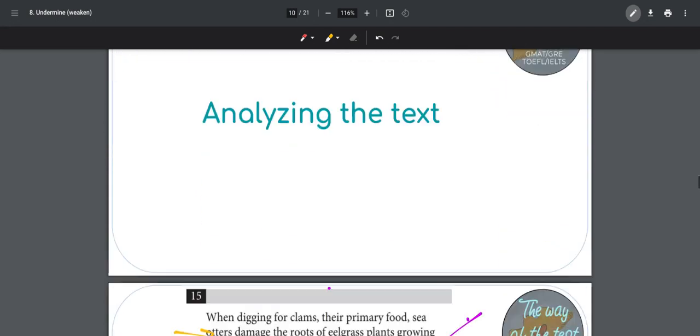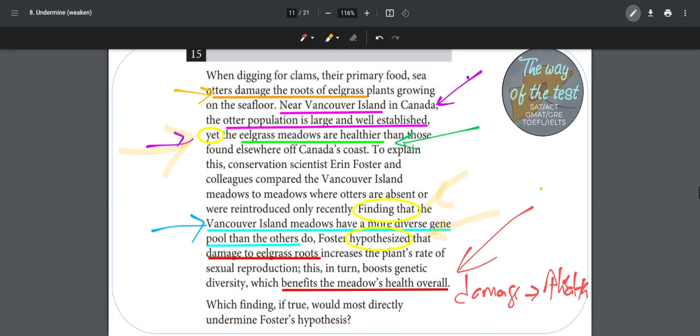So maybe the alternative cause will be just as simple as damage doesn't cause the increase in health. There's something else that causes the increase in health. Okay, that will be the alternative causes. The reverse causation will be you first have a lot of health and then you get the damage, which is not so crazy. You could say that these meadows' roots are so healthy that they start getting damaged. Okay, that will be your reverse causation. A similar case that doesn't work will be there are these eelgrass plant roots somewhere else that also get damaged, but they don't increase their health. Okay, that will be the similar case that doesn't work.